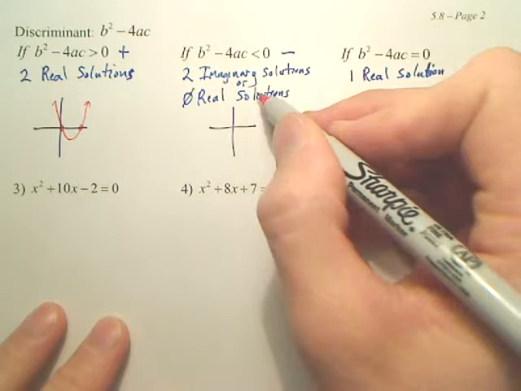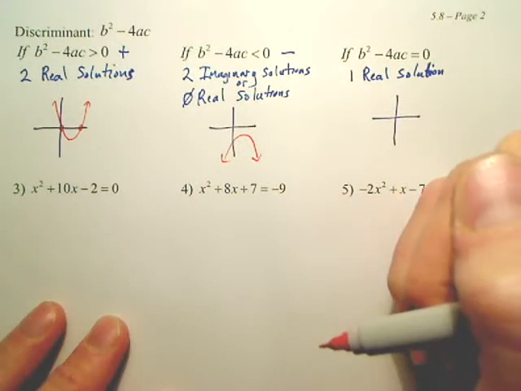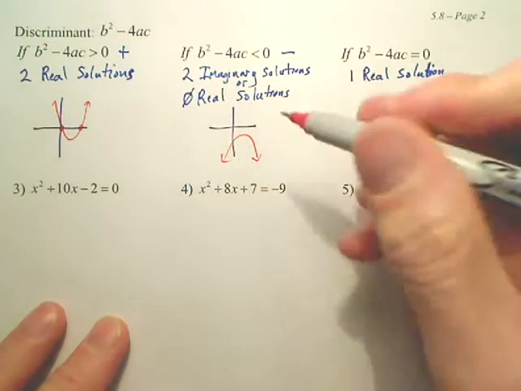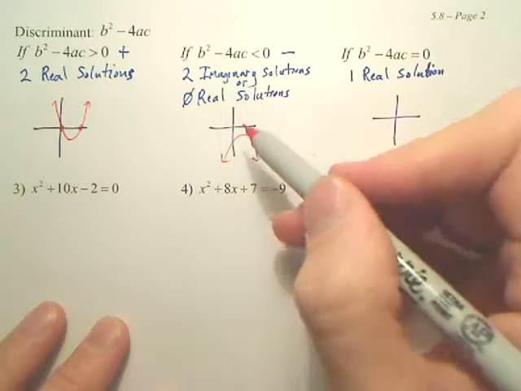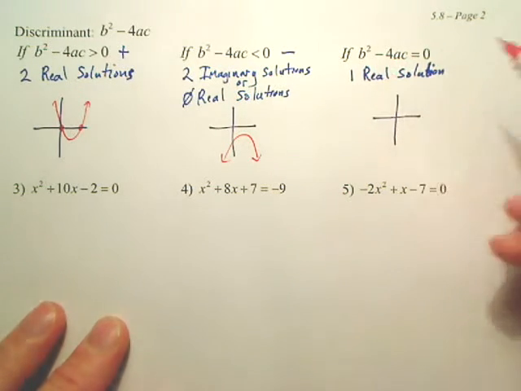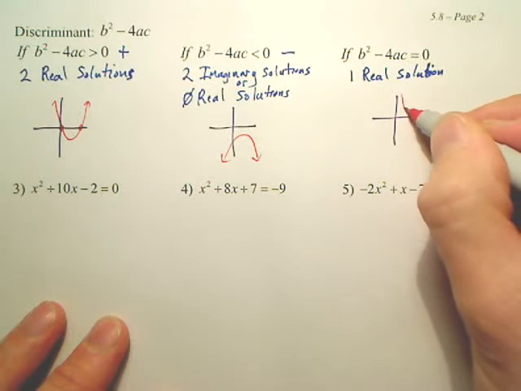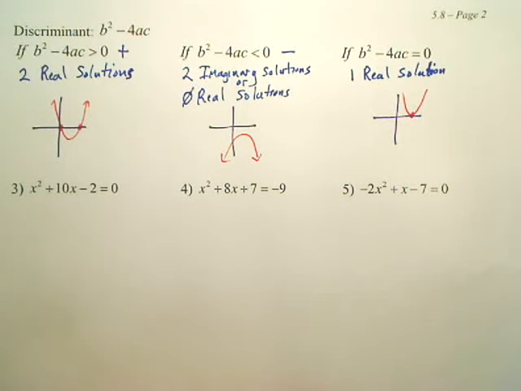What would no real solutions look like? They look like this. Does that ever cross the x-axis? If you have a graph that never crosses, it has 2 imaginary solutions or 0 real. It never hits the x-axis. The last one here, in this situation, the picture looks like this. It comes down and hits once, where the vertex is right there on the x-axis.